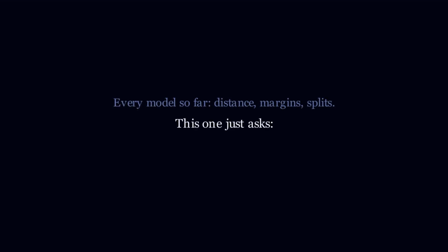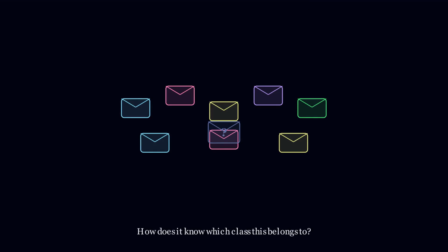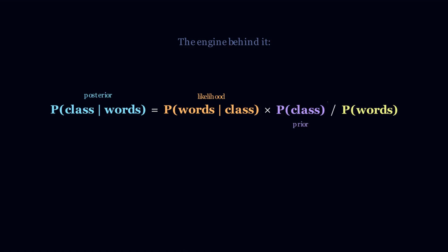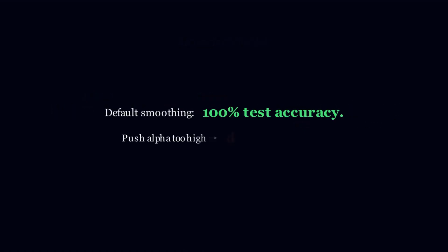Every model so far measured distance, margins, or splits. This one just asks, how likely is this, given everything I've seen before? That's it. That's the entire idea behind naive Bayes. It's quietly running behind more spam filters than almost any other algorithm. And it's built on one assumption that's technically wrong and works anyway.